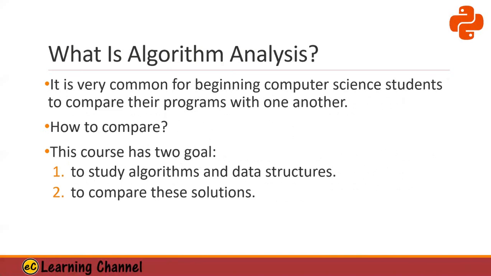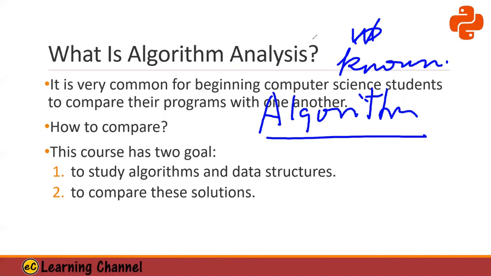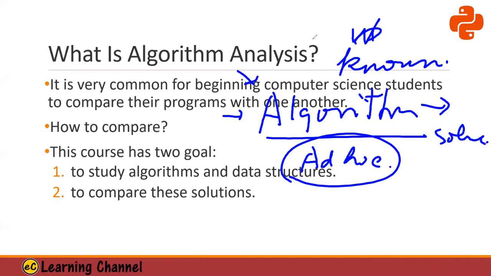Now, what is algorithm analysis? Algorithm study has two important issues, okay? An algorithm is basically a known pattern. It's actually a known design pattern. So you use that algorithm to solve a problem, right? But for some problems you have no algorithm, so we call it an ad hoc solution. You should come up with your own solution or invent a new algorithm to solve it.